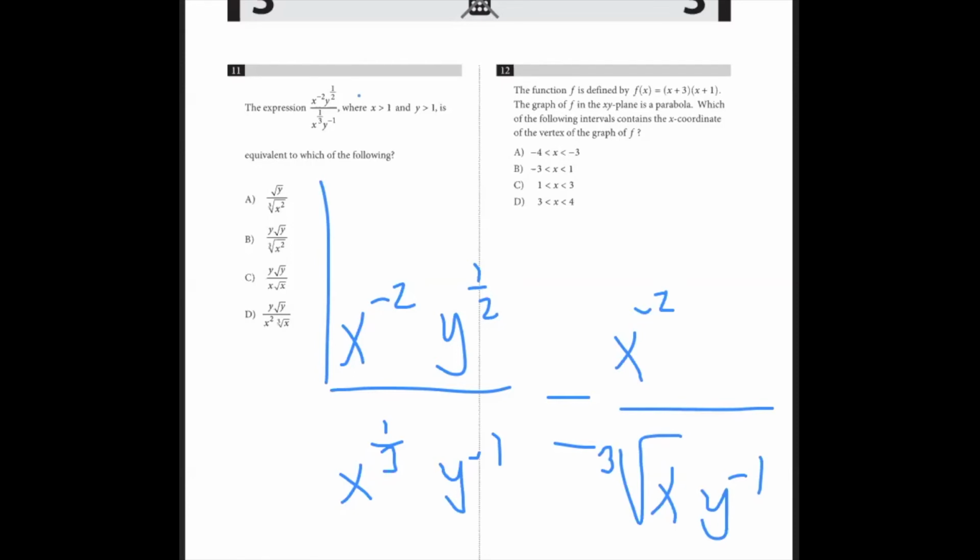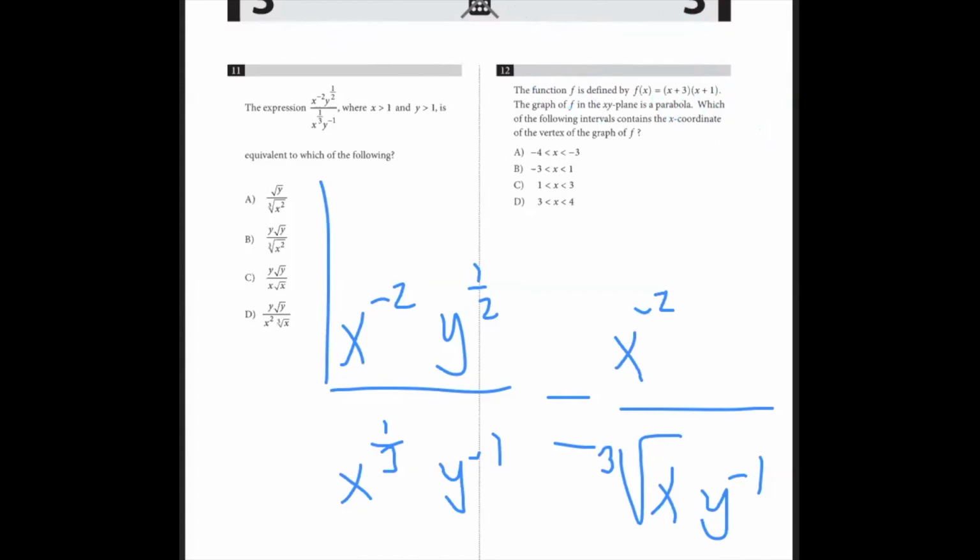When you're converting something in exponential form to radical form, you leave the number on the inside, and the number in the denominator goes on the outside. So x to the 1/3 is just the cube root of x. And for this one, y to the 1/2, it's the same methodology.